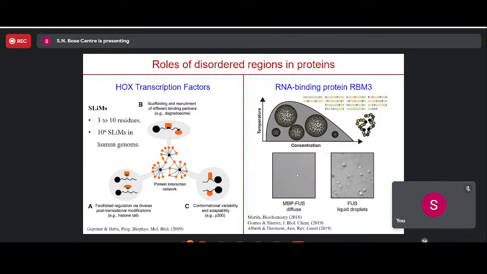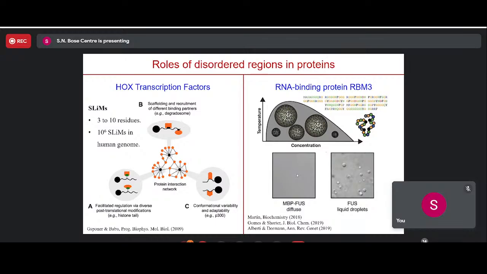And these types of interactions are mediated by these disordered regions. Now, these disordered regions have certain motifs. There are many types of motifs, but I'll just talk about this one. This is called SLIMs, or short linear motifs, which is something that we are looking at specifically. These short linear motifs are 3 to 10 residues long, and they interact with certain partner proteins, right?